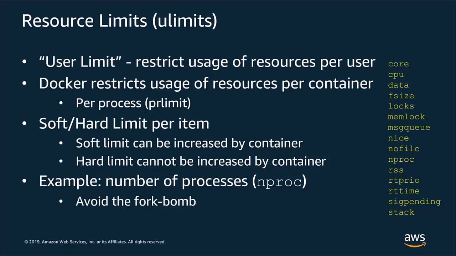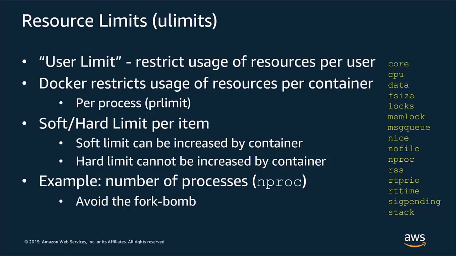Within ECS and Fargate, we're able to specify both a soft and a hard limit per resource. Soft limits can be increased by the container should the operating system of that container ask for it, but hard limits cannot be increased by the container. In order to increase a hard limit, you would have to change the task definition and restart the task or service.